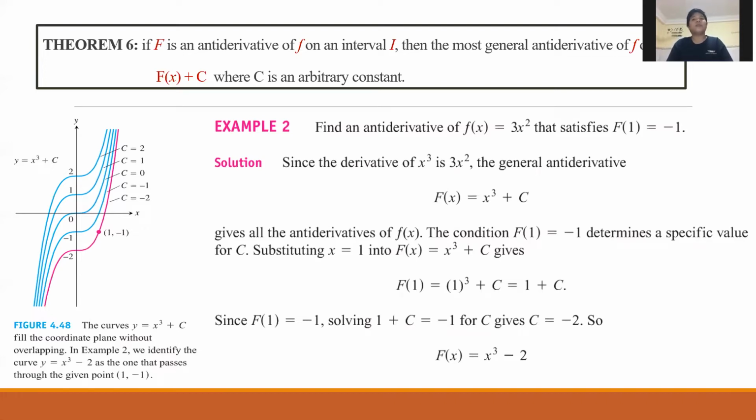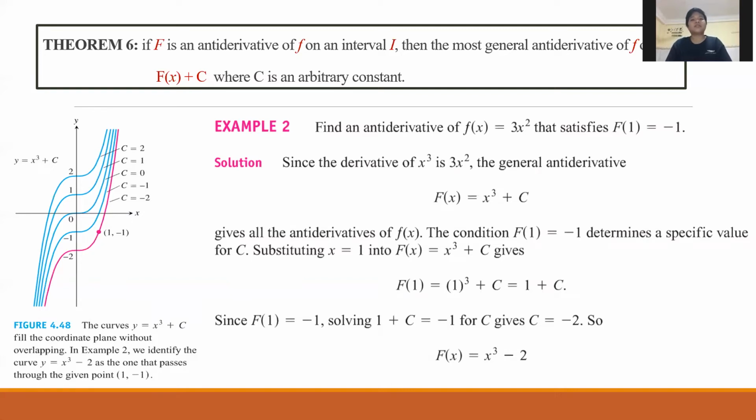Example 2. Find an antiderivative of f of x equals 3x squared that satisfies F of 1 equals minus 1. Since the derivative of x cubed is 3x squared, the general antiderivative will be F of x equals x cubed plus C. This gives all the antiderivatives of f of x. Then the condition F of 1 equals minus 1 determines a specific value for C.